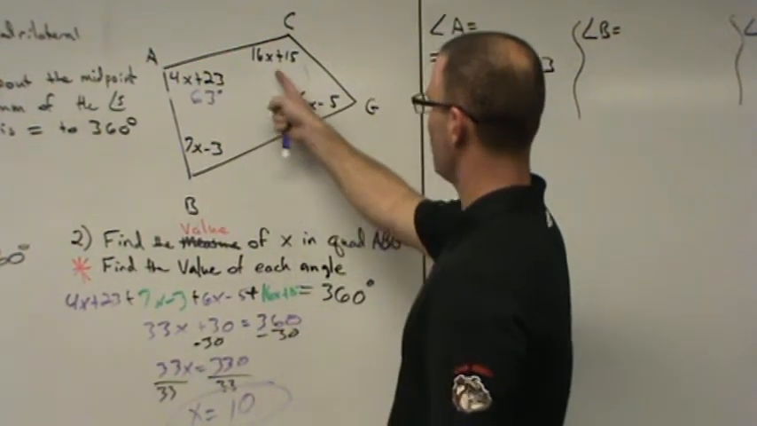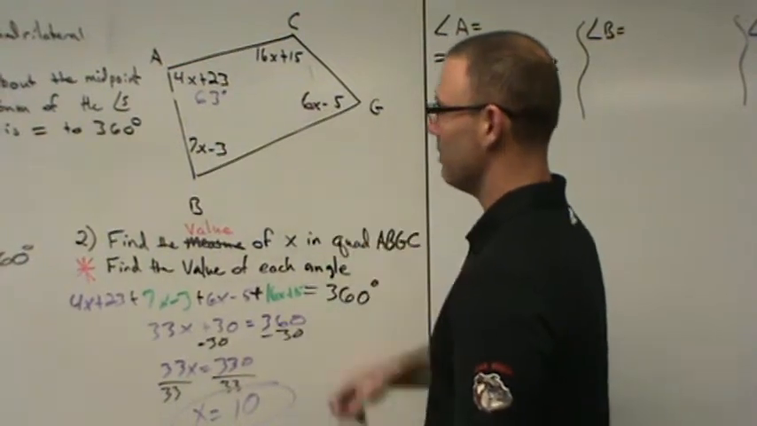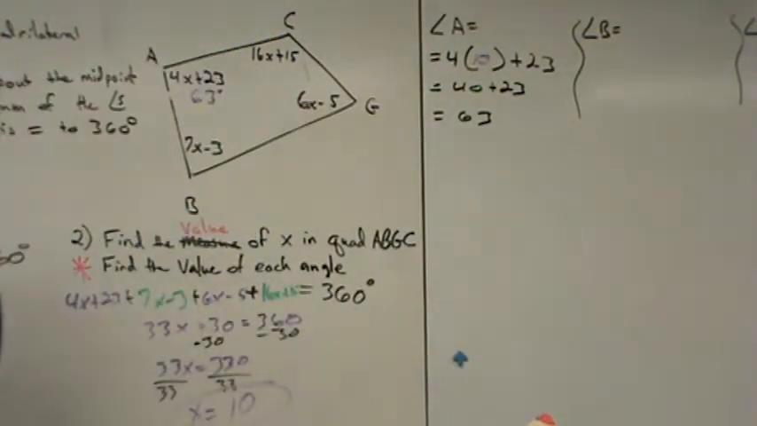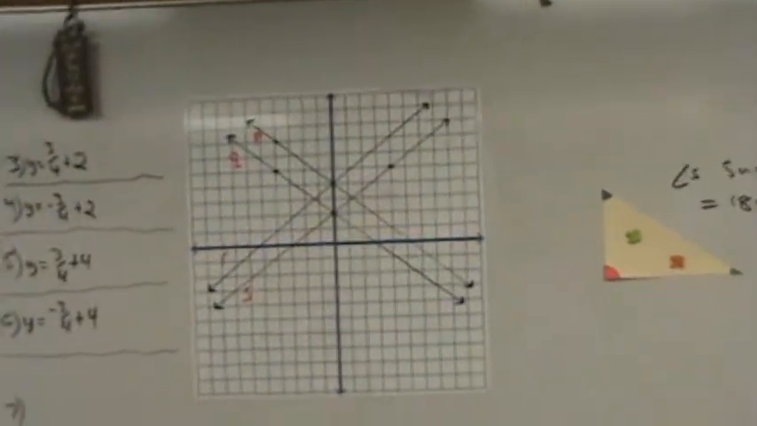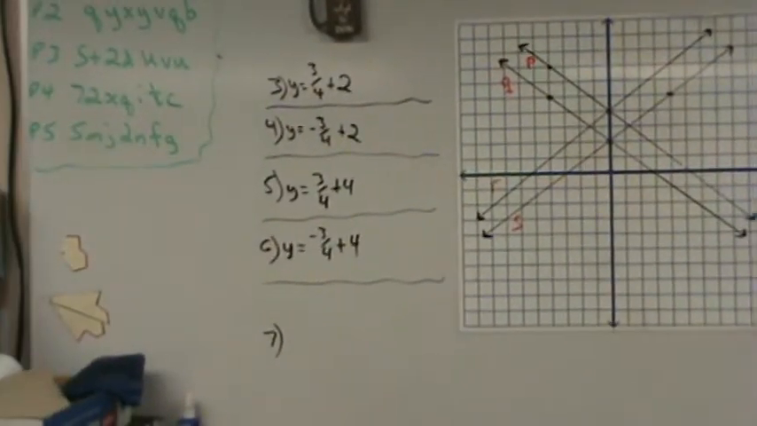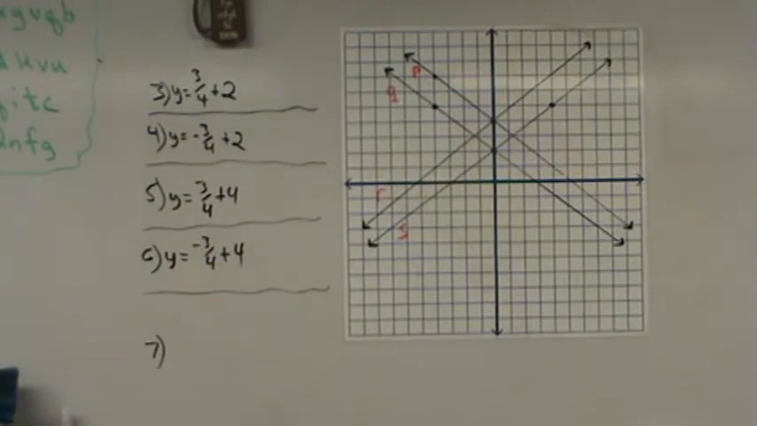But you follow suit with all the other ones, and when you add them up, they should be equal to 360. Okay? So I would pause and do that with the rest of those, because I'm going to move on and share with you the rest of the material. Now, 3 through 7. What are we going to look at over here?